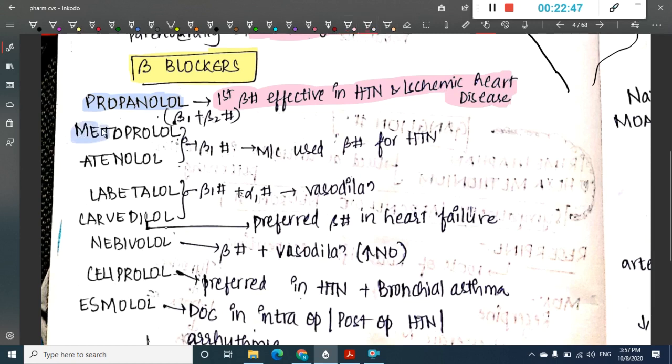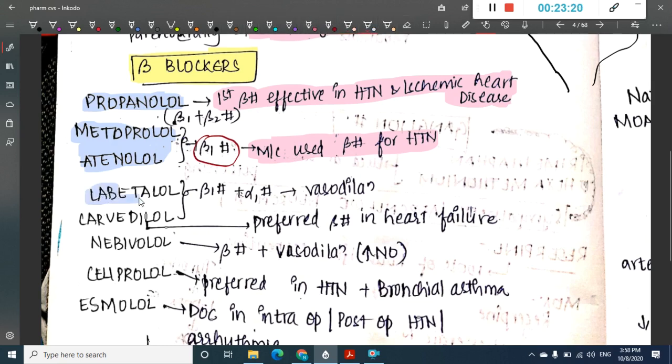Then we have the second drugs, which are metoprolol and atenolol. These are cardioselective beta blockers, that is, they only block beta 1 receptors. Because of this selective nature, these are the most commonly used beta blockers for hypertension. So you should remember this. Why? Because they are cardioselective. They block only beta 1.